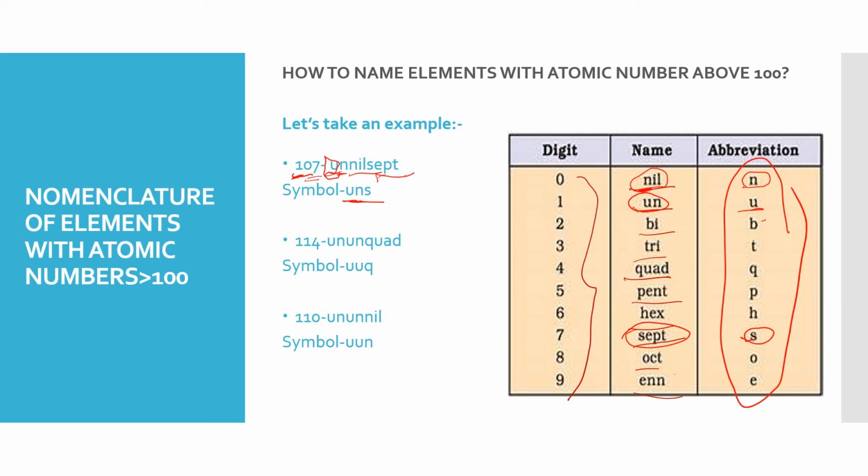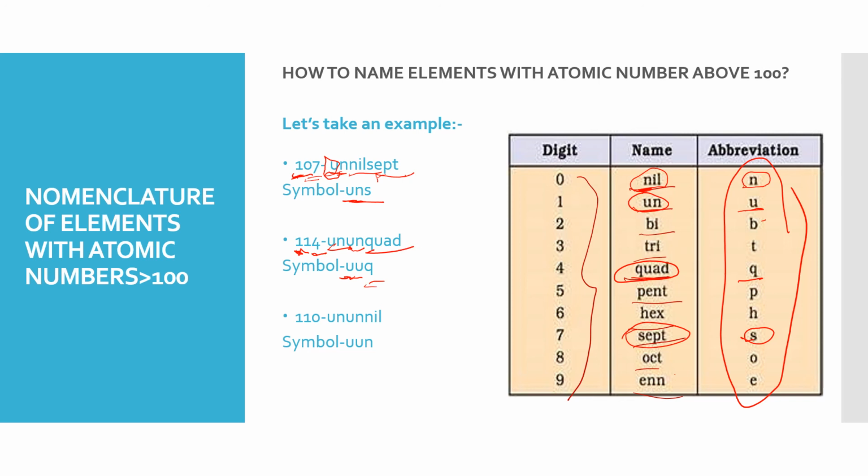Now let's take another example, 114. 1 means un, as we have seen earlier, and the symbol is u. And again 1 has come, so it is un again and the symbol is again u. Now 4. 4 is quad, and the symbol is q. So we have taken quad and q, so it becomes unnilquad.